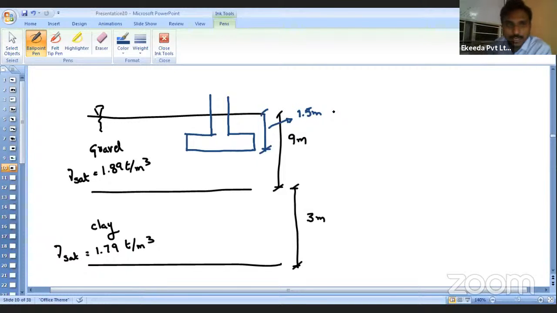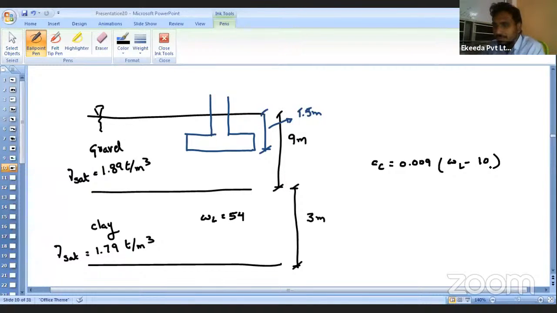Let us say the liquid limit of the clay soil is given as 54. If the liquid limit is given, then based on that we can find out the compression index. So what is the equation for the compression index? The equation is 0.009 into (wL minus 10).